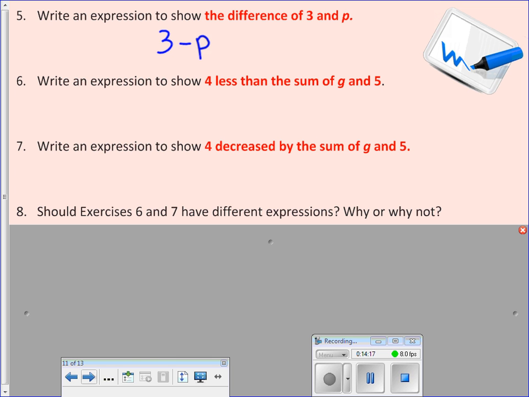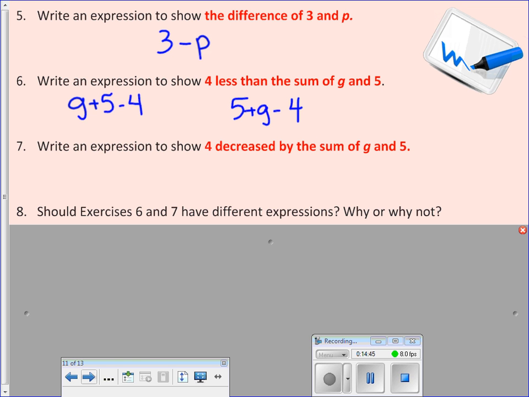Write an expression to show 4 less than the sum of G and 5. So what am I starting with? Well, it's 4 less than something. So I need to know the something first. So what is my something? All right, G plus 5 minus 4 or 5 plus G minus 4.